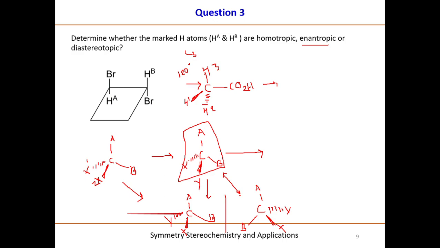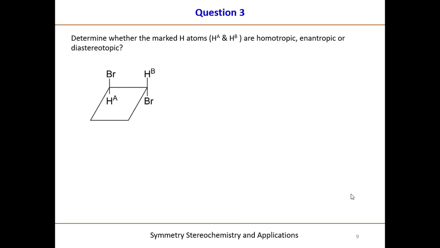Diastereotopic groups. What are diastereotopic groups of the molecule? Here I will write: two atoms or groups are said to be diastereotopic if replacement of those atoms or groups by homotopic ligands generates a pair of diastereomers. Diastereotopic groups cannot be interchanged by any symmetry operation. So I will give one example here, then it will be more clear to you.